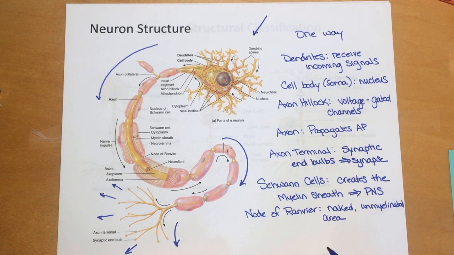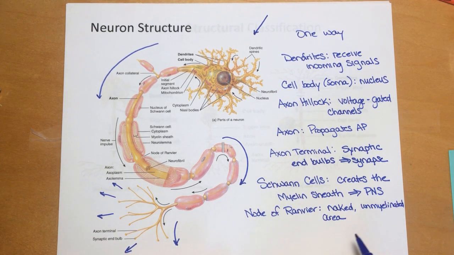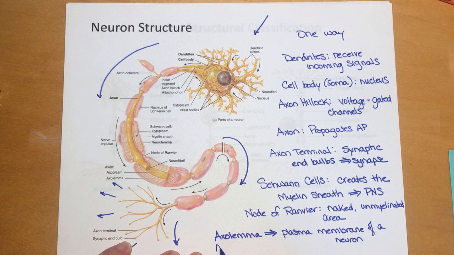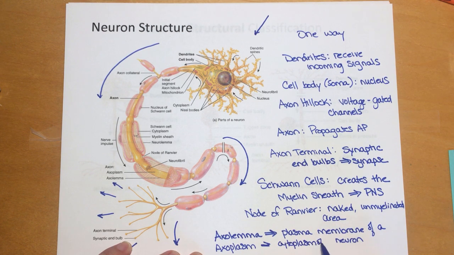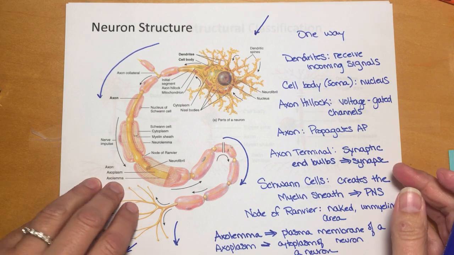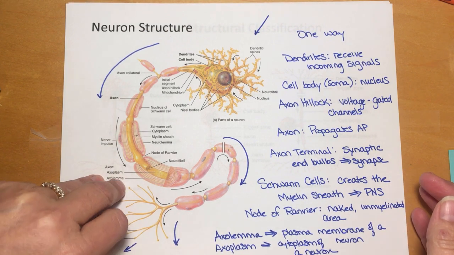And just like muscle cells had special words for simple parts of the cell, so does a neuron. So the axolemma is simply the plasma membrane of a neuron. And the axoplasm is basically the cytoplasm of a neuron. Okay, now we know all of the different parts of the neuron. Let's talk about the structural classification of different neurons.